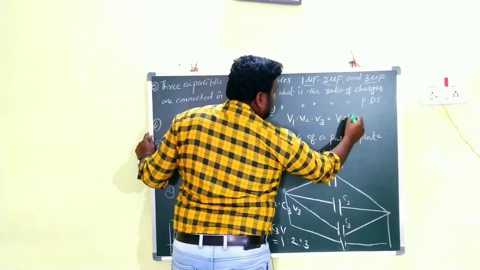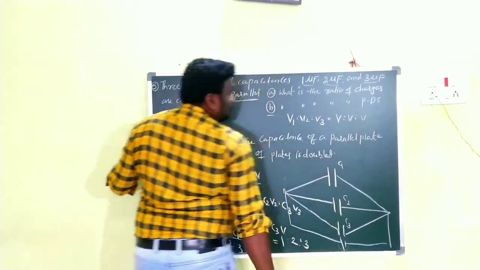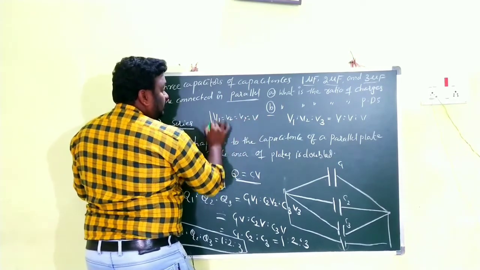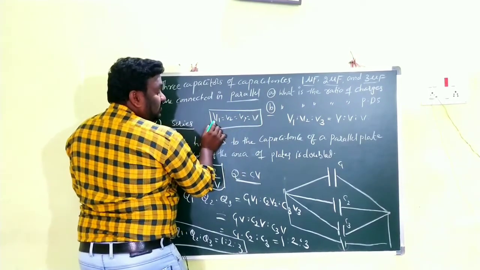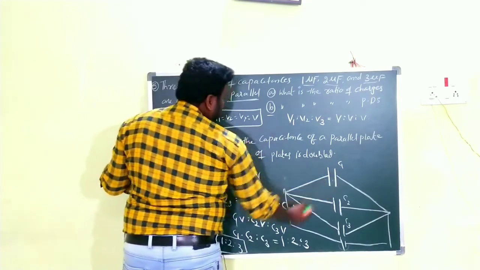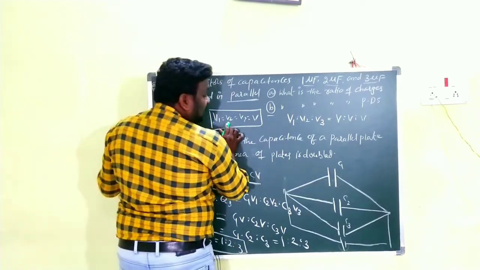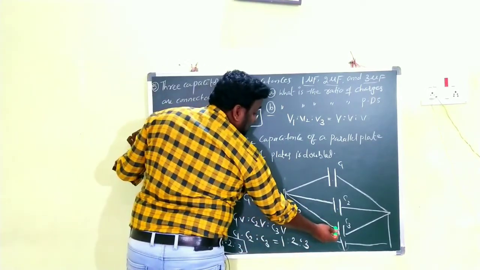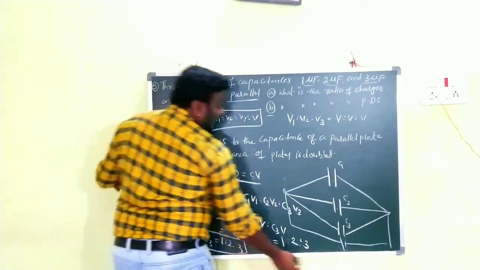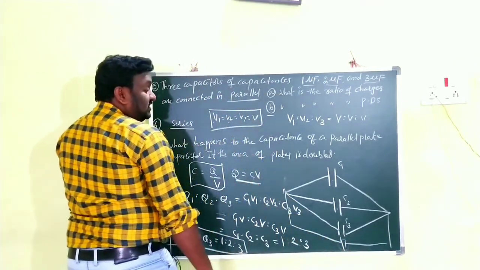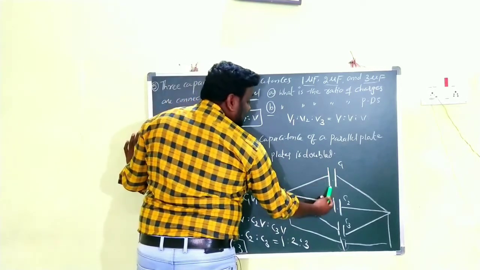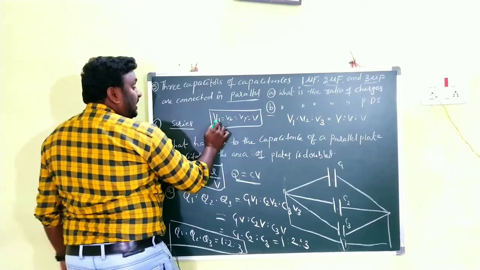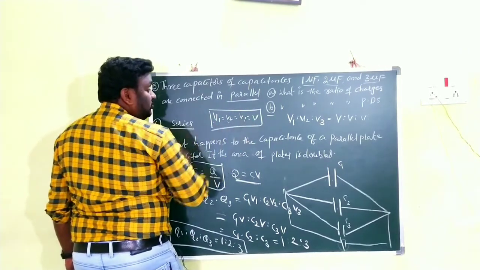V is to V is to V, because V1 is equal to V2 is equal to V3 is equal to V. Here what is V1? Potential difference across the first capacitor. And what is V2? Potential difference across the second capacitor. And what is V3? Potential difference across the third capacitor. And what is V? Applied potential. That's why here the potential across every capacitor should be the same as the applied potential. That's why here I am writing V1, V2, V3 equals V.